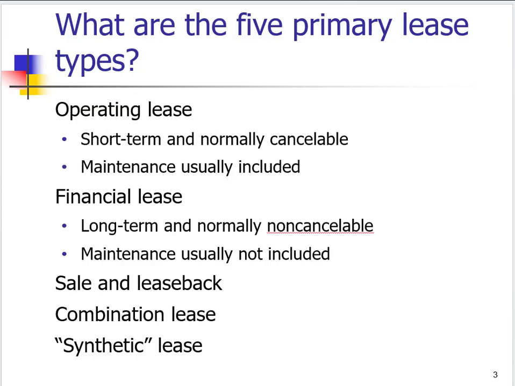So what are the different types of lease arrangements? We talk about something called an operating lease. These are usually short-term. They're normally cancelable, so you can cancel it sometime during the lease arrangement. Maintenance is usually included. So essentially, you get the asset, you obviously make the lease payments, but you don't have to pay to maintain the asset. It's included in the lease cost.